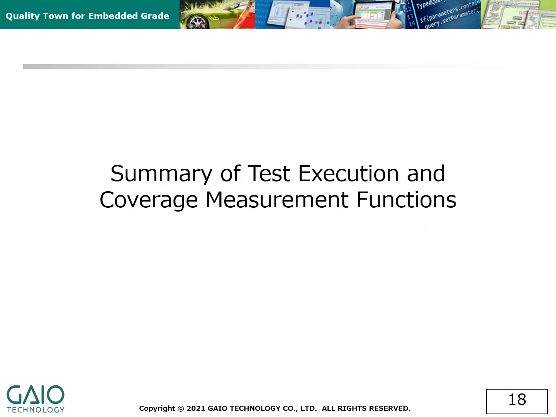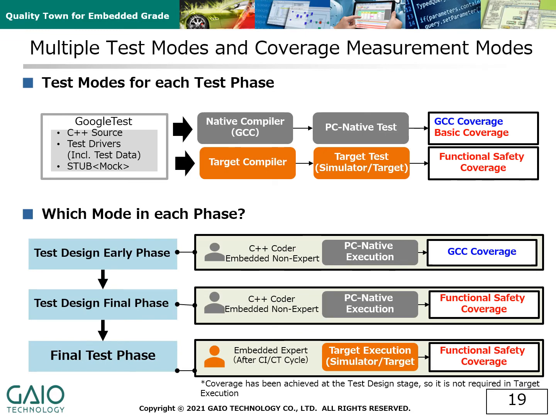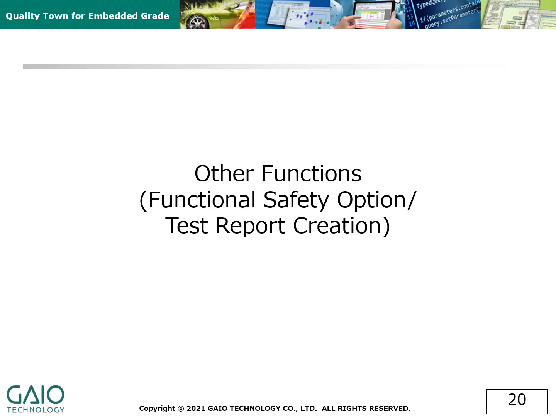Let's see how these test and measurement modes can be combined. Combinations of the native or target execution mode with the high-speed or detailed coverage measurement mode give a range of possible tool pairings that suit each phase of the testing process. Next, we will take a look at the functional safety option.